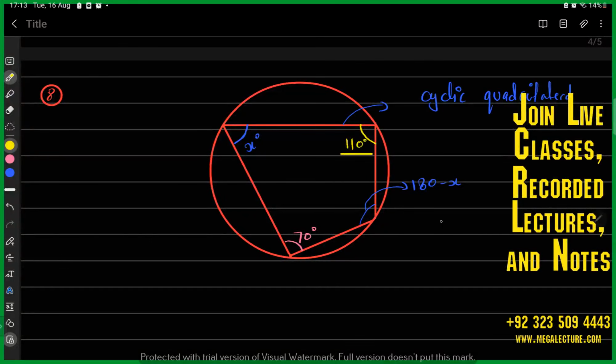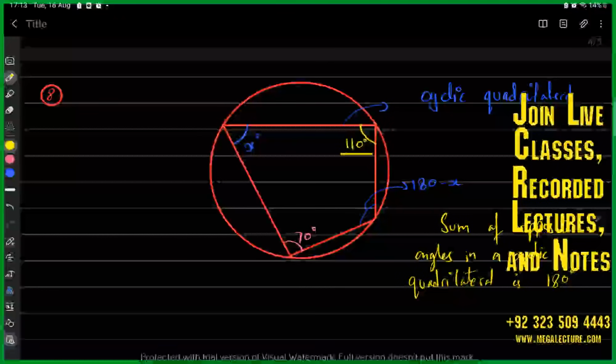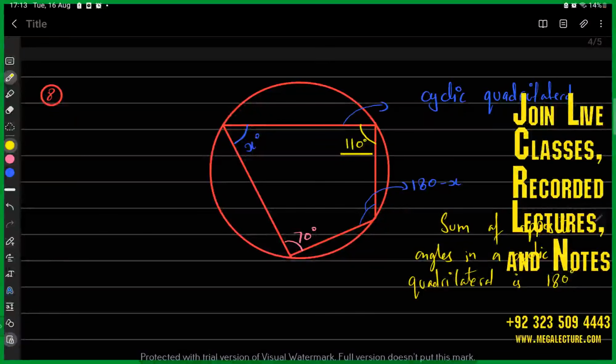Okay. So the sum of opposite angles in a cyclic quadrilateral is 180 degrees. Okay, this is basically the 8th property, and that is it. This much information is fine. The next one is related to this again. Let's not talk about it.